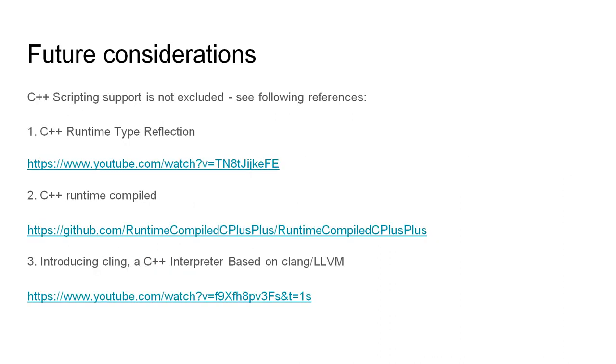C++ scripting support is also not excluded. Currently there exists, for example for non-Windows platforms, CLing, which is actually a C++ interpreter. Unfortunately, that one is not debuggable on the Visual Studio level. But there also exists this kind of C++ runtime compiler, which is able to compile C++ on the fly and execute it immediately. So in theory, in future we could have C++ scripting support as well.